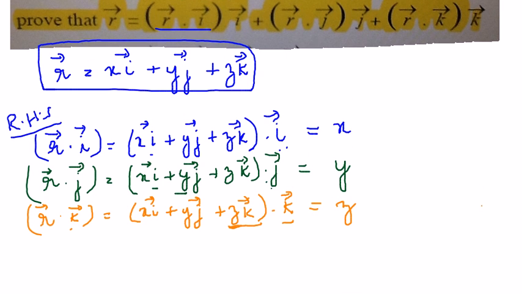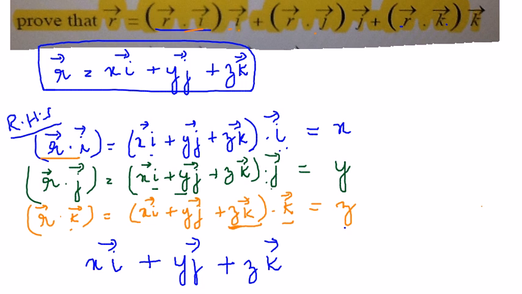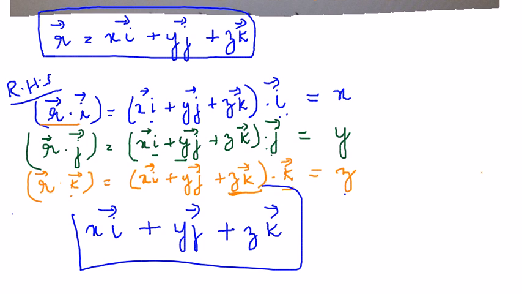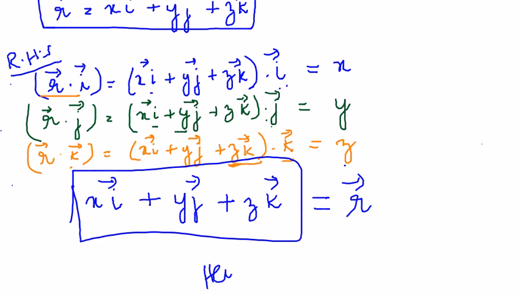Now in the right hand side you also have to multiply each of these with i, j and k. So r dot i we already know is x. So it becomes xi, plus r dot j is y, so it is yj, plus r dot k is nothing but z, and z into k vector. So this whole thing is nothing but our initial assumption, which was r vector, and this is what you have to prove. So it is proved.